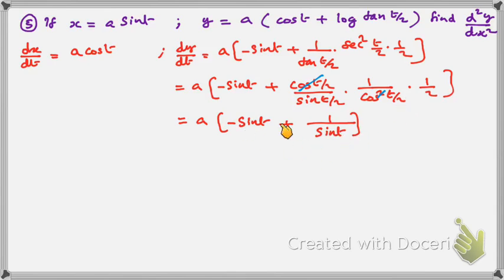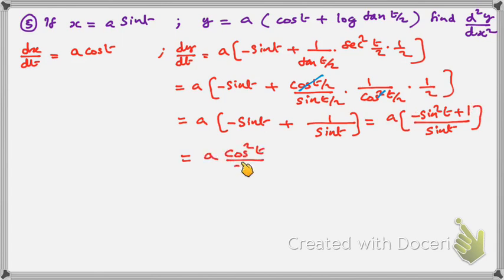And then I'm going to take the LCM inside the bracket. So when I take the LCM inside the bracket, there is an a outside. When I cross multiply, it's going to be minus sin t into sin t, so I'll get minus sin square t plus 1 by sin t. That's actually 1 minus sin square t by sin t. But 1 minus sin square t is cos square t. So I get a into cos square t divided by sin t, which is here dy by dt.